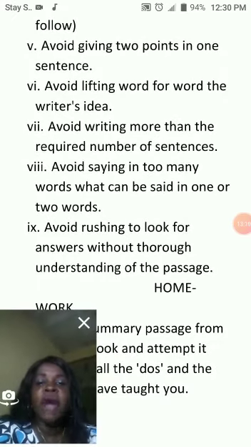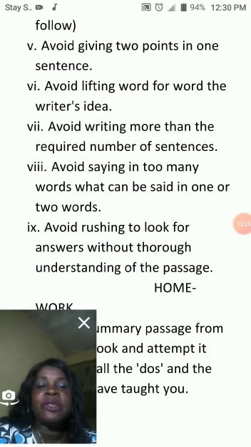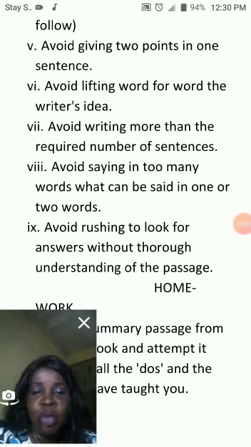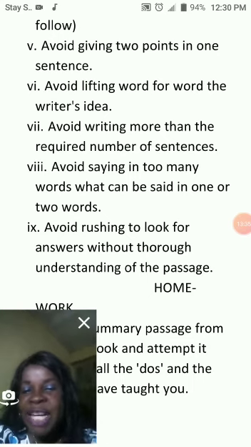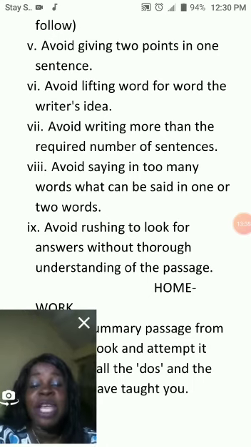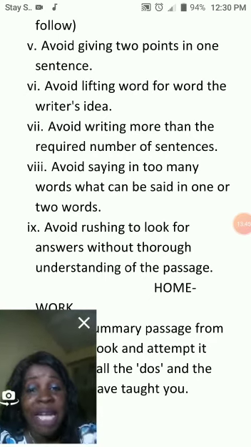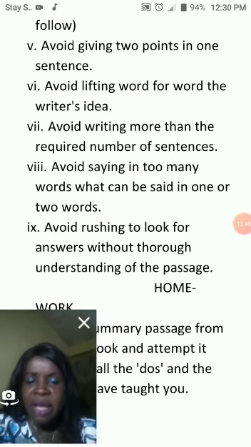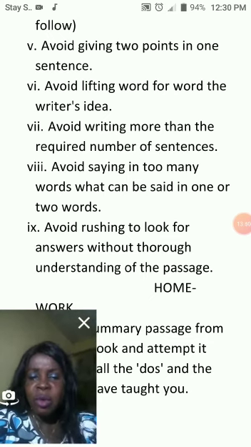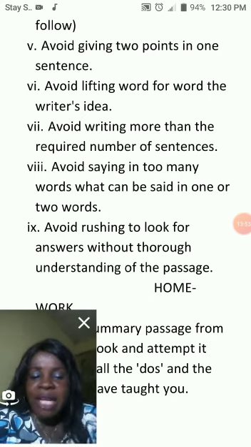Then, number 9. Avoid rushing to look for answers without thorough understanding of the passage. Now, some students are fond of this. When they are given a summary passage, the first thing they will do is to go down to the question side. They will read the question. In fact, some students will go to question number 1, read it, come back to the passage and look for the answer, even when they have not read the passage at all. They have not known what the passage is discussing. They don't want to know what is being discussed in the passage. They are after the answers that they will give.